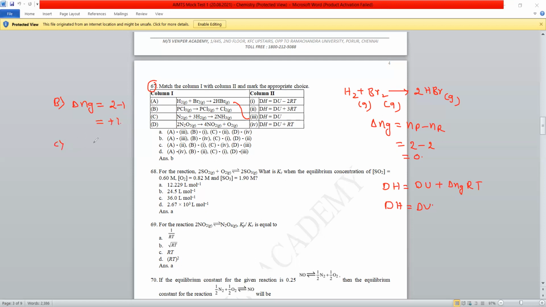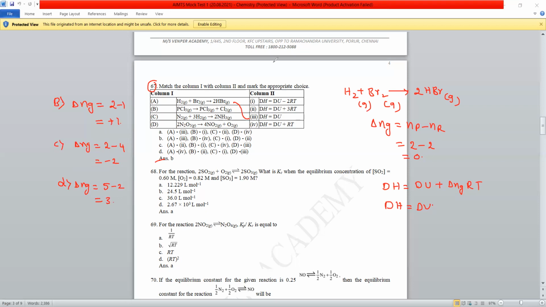In option C, delta Ng is 2 minus 4, so minus 2. In option D, delta Ng equals 5 minus 2, which is 3. You can substitute into the formulas and automatically you'll get your answer. So the suitable answer should be B, B is the correct answer.